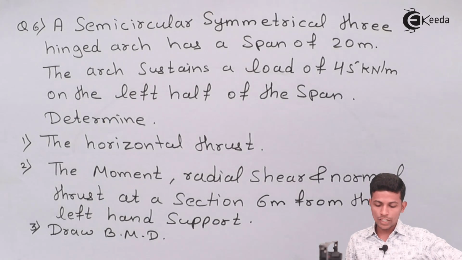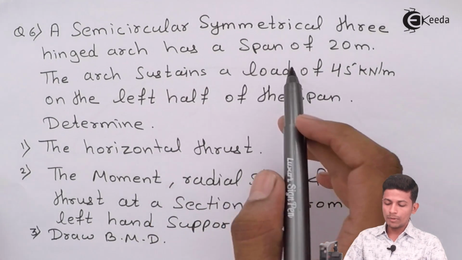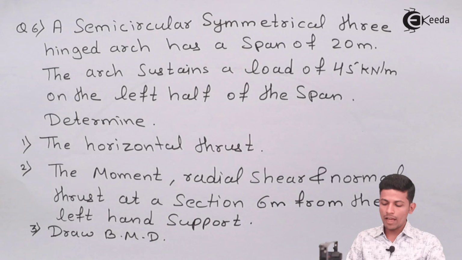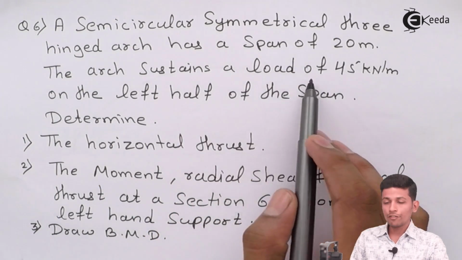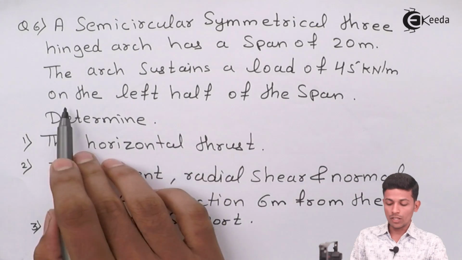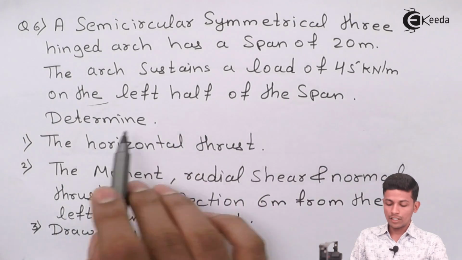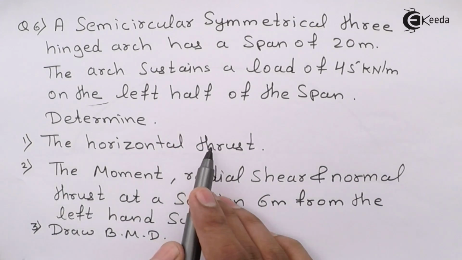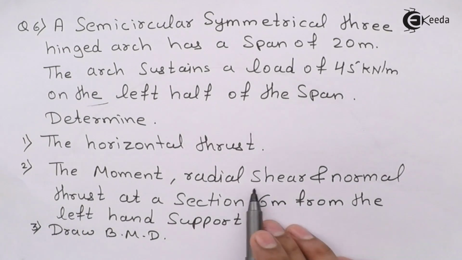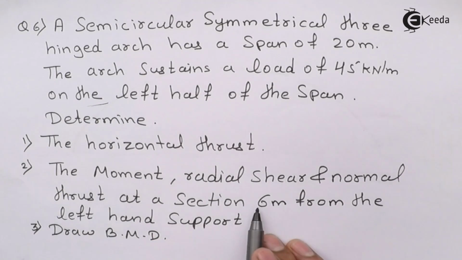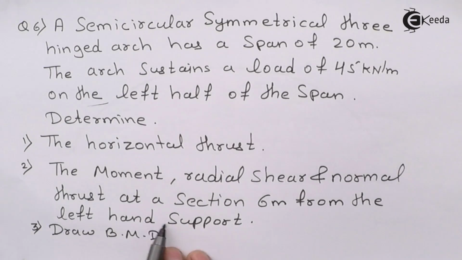Now see, this is the question given to you. A semicircular symmetrical 3-hinged arch has a span of 20 meter. The arch sustains a load of 45 kilonewton per meter on the left half of the span. Determine the horizontal thrust, the moment, radial shear and normal thrust at a section 6 meter from the left hand support.